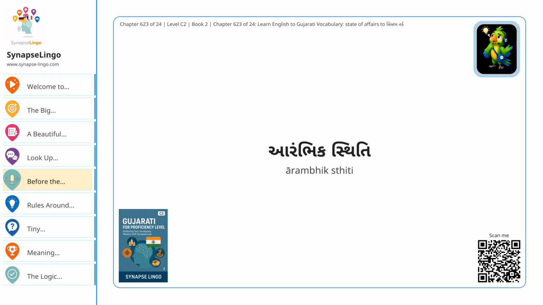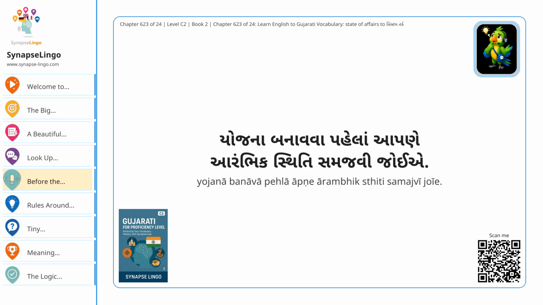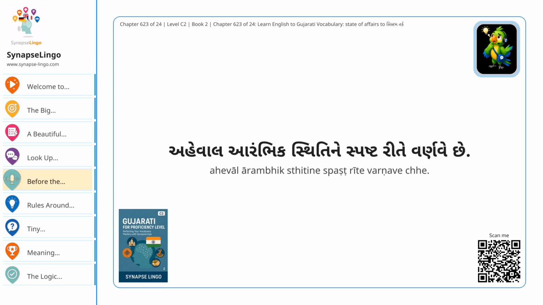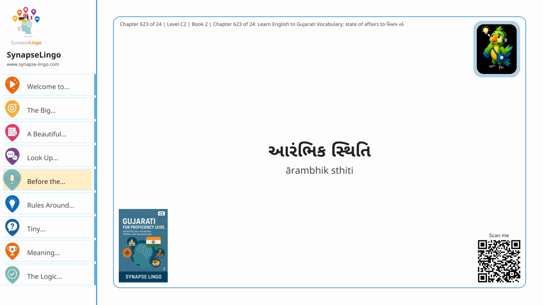Say it. આરંભિક સ્થિતિ. Example. We must understand the initial situation before making a plan. In Gujarati. યોજના બનાવવા પહેલા આપણે આરંભિક સ્થિતિ સમજવી જોઈએ. Example. The report describes the initial situation clearly. In Gujarati. અહેવાલ આરંભિક સ્થિતિને સ્પષ્ટ રીતે વર્ણવે છે. Imagine a detective entering a room and saying, "Nobody touch anything. First, we study the આરંભિક સ્થિતિ."